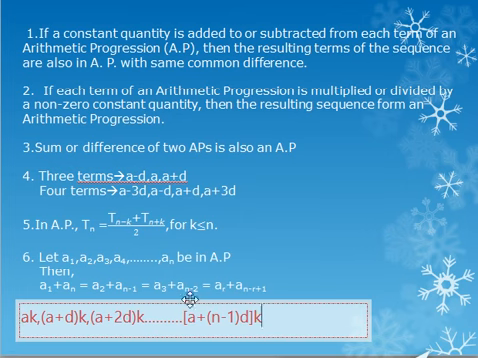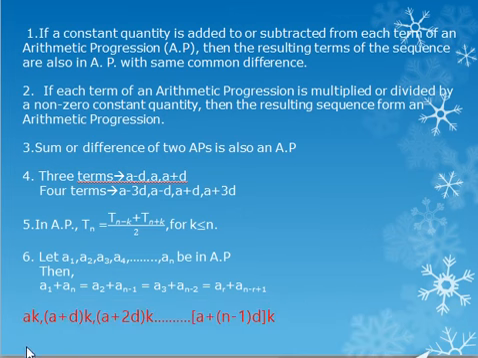So this is a sequence, an arithmetic progression. Now this too is an AP. How? Just subtract the first term from the second term. You get ak plus dk minus ak. That's dk. So the second term minus the first term is dk, my common difference d into the constant k. And now subtract the second term from the third term. You get ak plus 2dk minus ak plus dk. You're going to get the same dk over here.